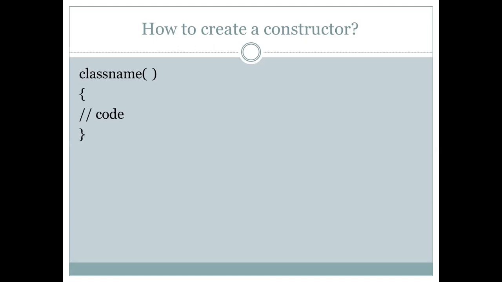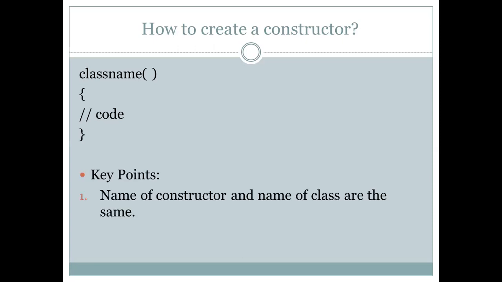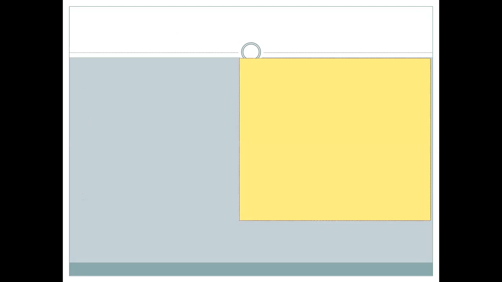So the key points to be noted here are, the first one is that the name of the constructor and the name of the class are the same. The second point is constructors will not have any return type. Now let us see our first example. Let us create a class called student with two instance variables, say the register number of the student and the name of the student, and let us write a method for displaying these two values.